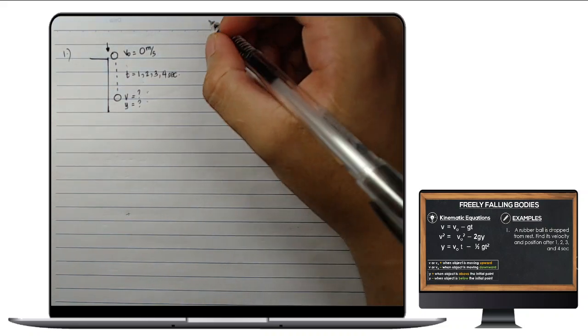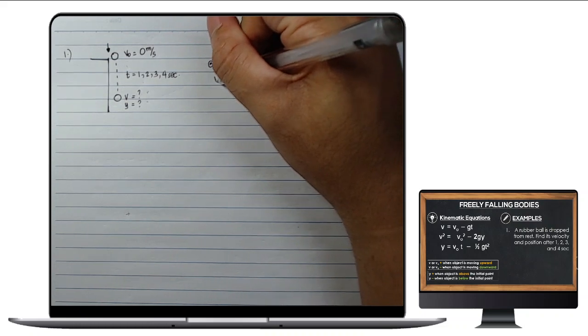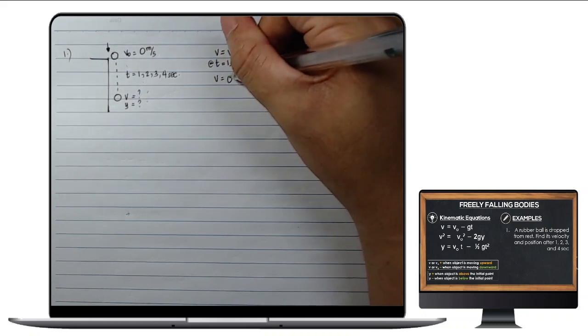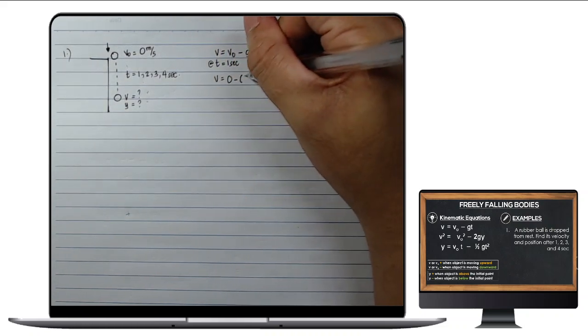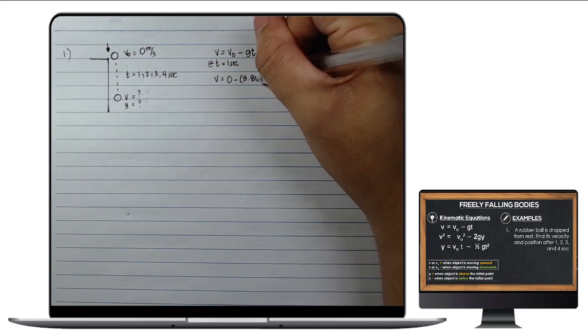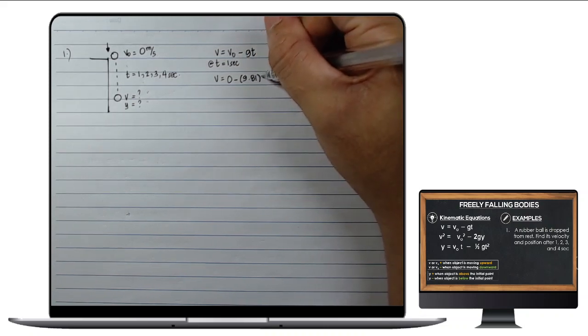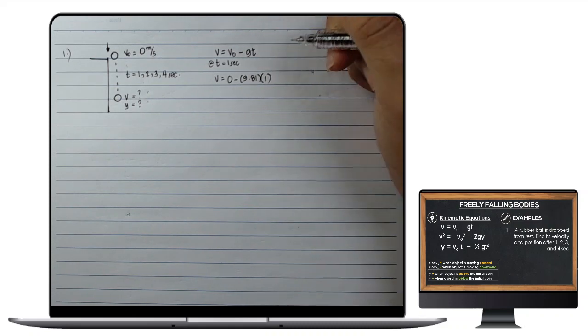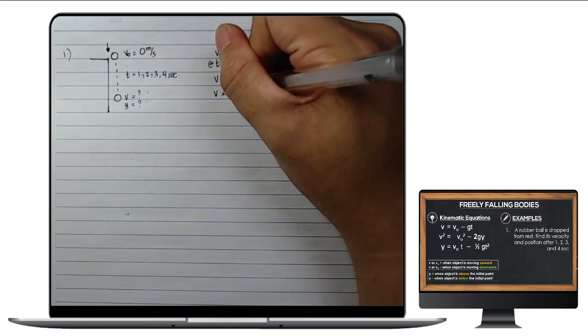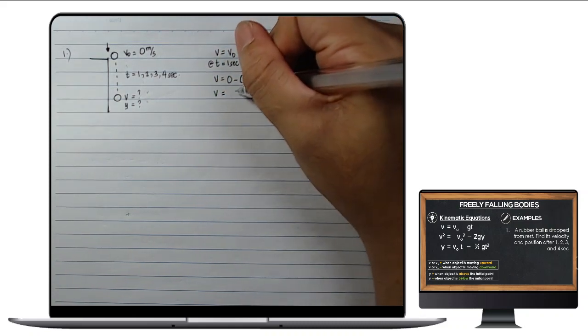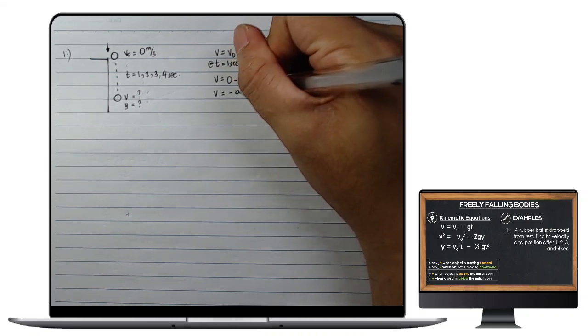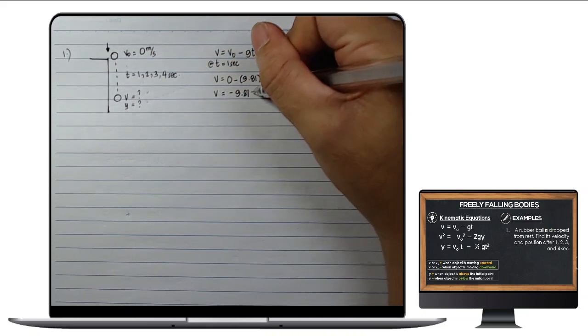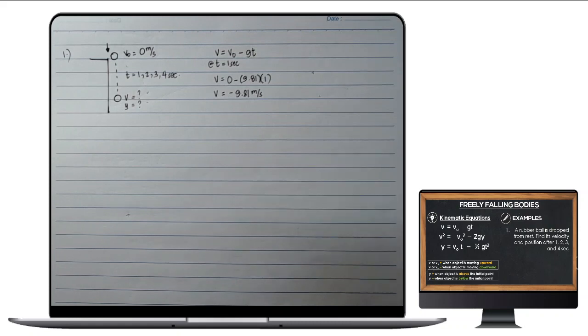Okay, so time is equal to 1 second. So v is equal to v sub 0, which is 0, minus, let's use 9.81 meter per second squared multiplied by 1. So therefore, at t is equal to 1, the velocity is simply negative 9.81 meters per second. The negative sign again denotes that the motion is downward.